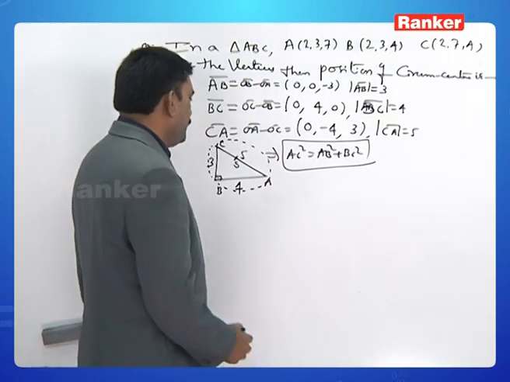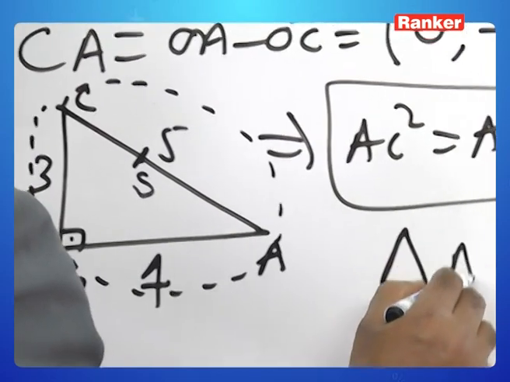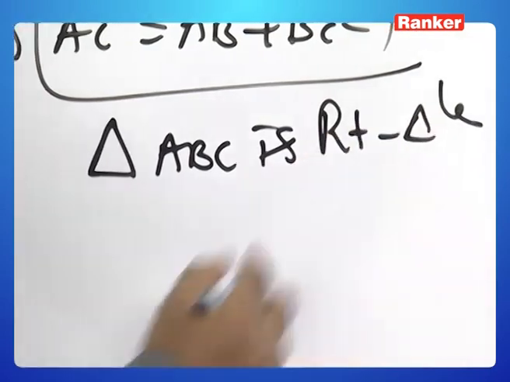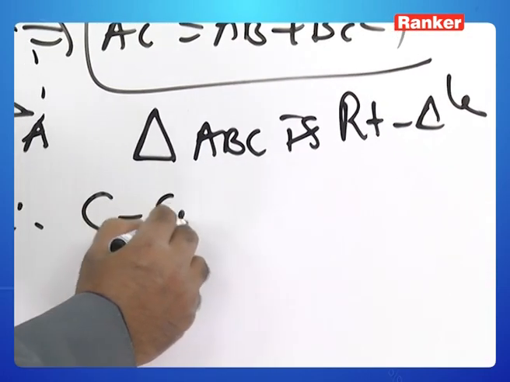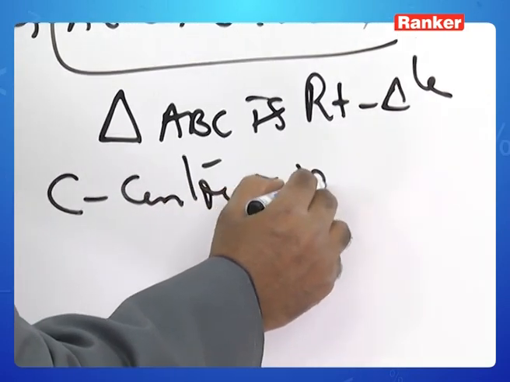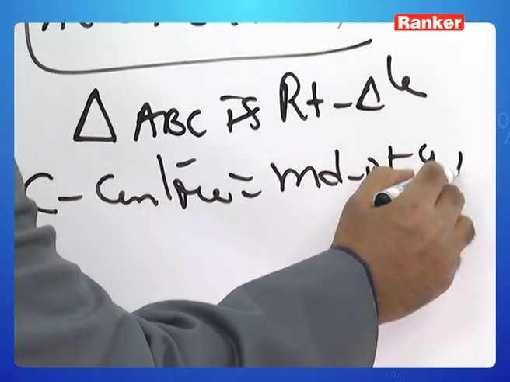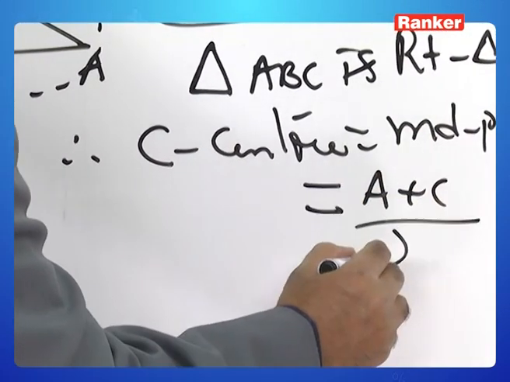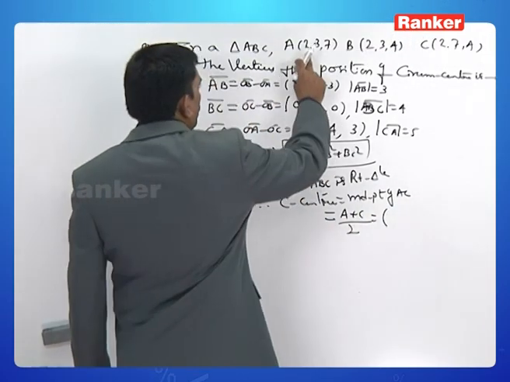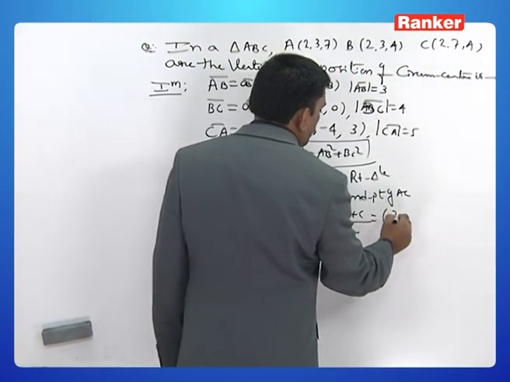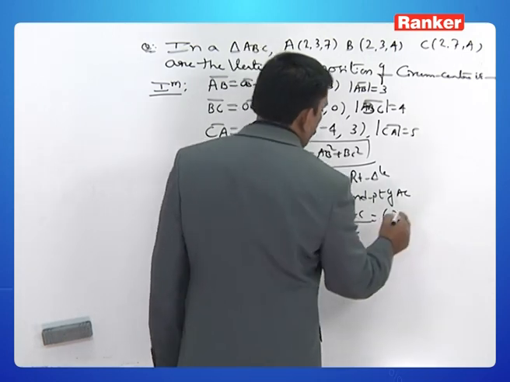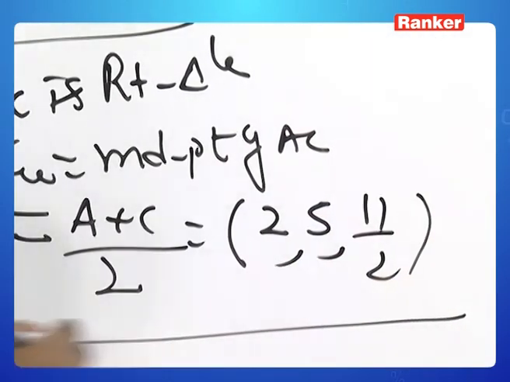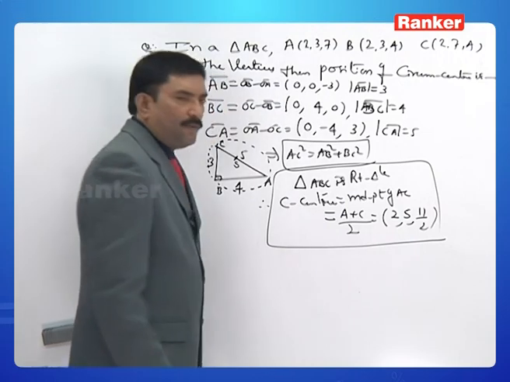So therefore triangle ABC is a right angled triangle. So the circumcenter is equal to the midpoint of AC. This is nothing but (A plus C) by 2, where A is (2, 3, 4) and C is (2, 7, 7). 2 plus 2 by 2 is 2. Now 3 plus 7 is 10, by 2 it's 5. Next 7 plus 4, it's 11 by 2. This is one method.